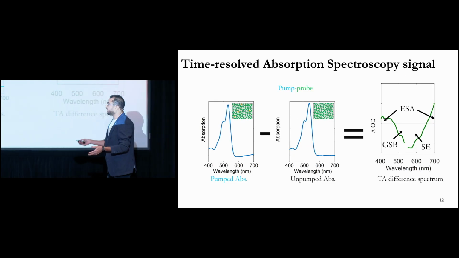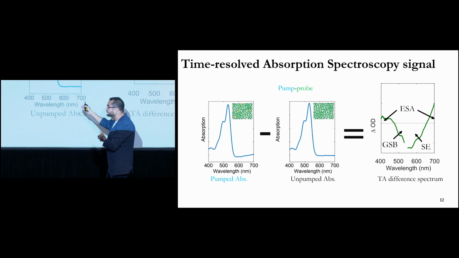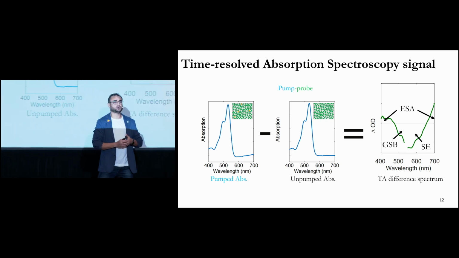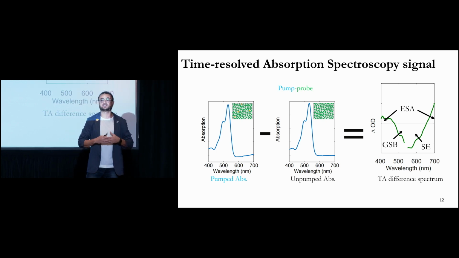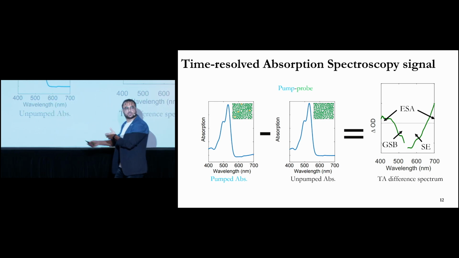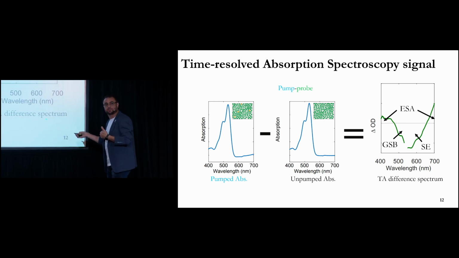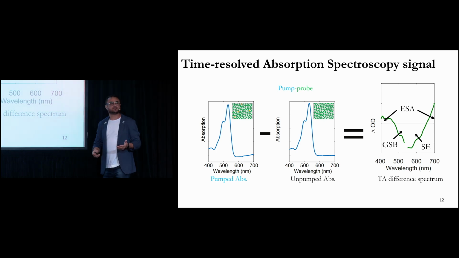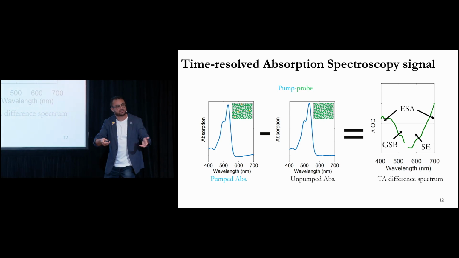If you look at the absorption of the sample that is pumped and the sample that is unpumped, they look identical. You don't see anything different. But all the fun and interesting information starts to show up when you subtract the unpumped from the pumped. And you get what we call the TA, transient absorption difference spectrum, where you can see how your signal gets bleached, how new signals can be absorbed, and even what the emission looks like.